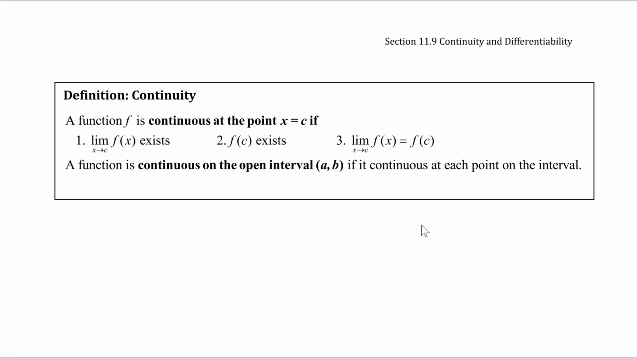Hence, we have the conditions here to be satisfied for the function to be continuous at the point x equals c. First, the limit has to exist at x equals c, or the limit of the function as x approaches c exists. The function is defined at x equals c, and the limit and the value of the function at that point have to be equal. And moreover, we say that the function is continuous on the open interval (a, b) if it is continuous at each point on the interval.